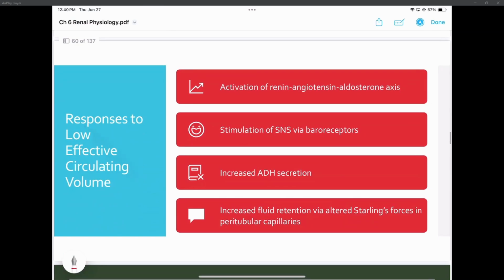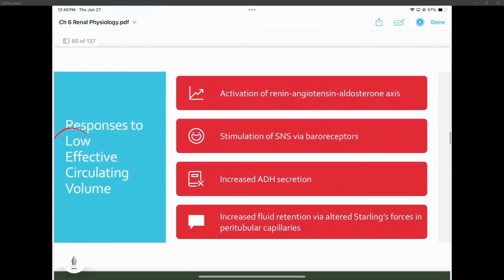How do we respond to low circulating blood volume? Obviously less pressure is seen in the macula densa, it releases renin, and this whole axis starts, the renin, angiotensin, aldosterone axis. We also have stimulation of our sympathetic nervous system. With low blood volume, how can we raise our pressure in the system? What trick can the sympathetic nervous system do to our vessels to maintain pressure? They'll constrict. So we have low blood volume. By constricting our vessels, now we can maintain a constant pressure.